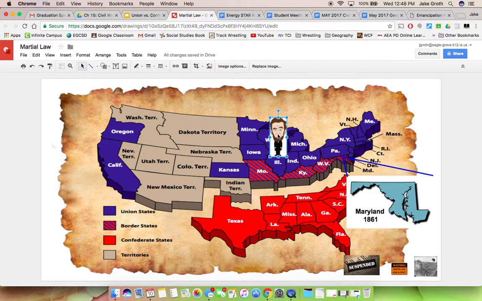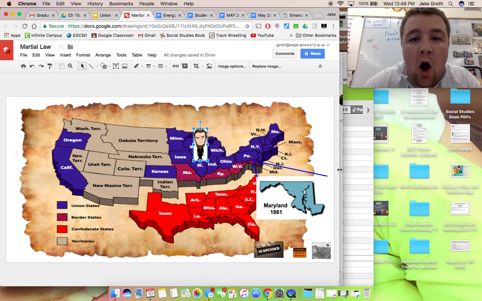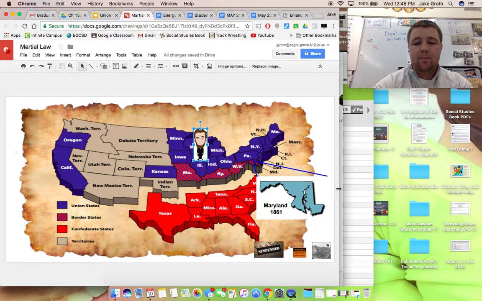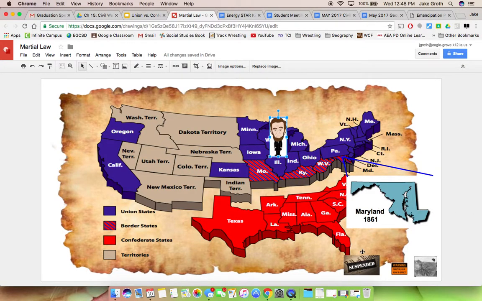So here's what happens. Maryland gets a little unruly, and people in Maryland and some Southern sympathizers decided, hey, this is a good idea: let's destroy railroads and take down telegraph wires. Wrong. Abe Lincoln smacked you in the face with martial law. You're going to lose. And so he does. And so here's what he does. He comes all the way down here and he sends his troops to Maryland to take care of the problem, right?